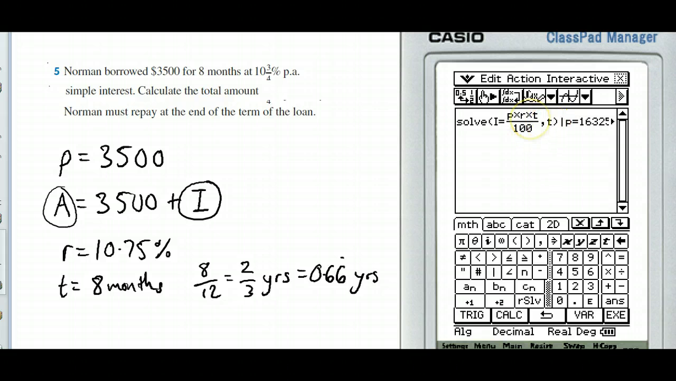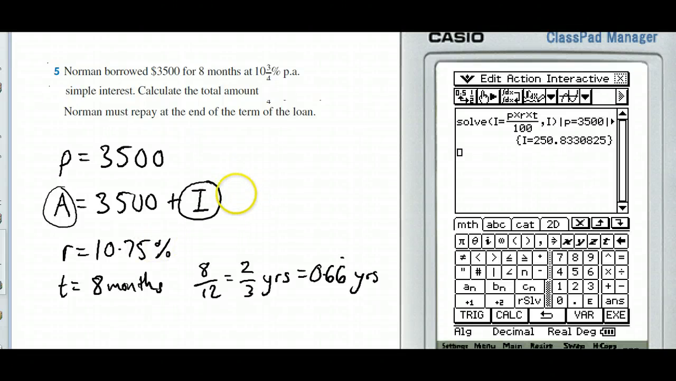Now this time we're not finding t, we're finding I, so let's change the equation back to finding I. And then for P, we need to put in 3,500. For r, we put in 10.75%. And we're trying to find I, so I equals, but we've got to put in the time, t equals 0.6666, we'll just put in a bunch of sixes, make it as accurate as possible.